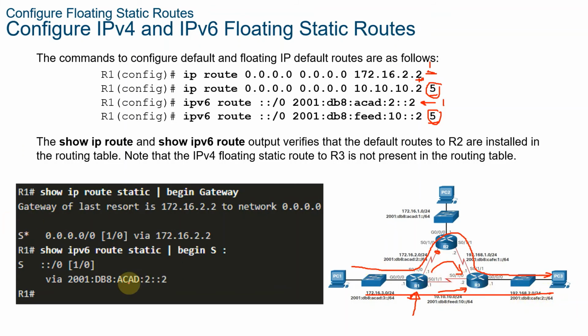Take a look also at your next hop IP address on IPv6. That's 2001:DB8:ACAD, so 2::2, which is also this one. So this is your primary link. That is why we cannot see this other link on the routing table, because this one is active. Now, if this goes down, that's the time this will come up, and you can see it on the routing table.